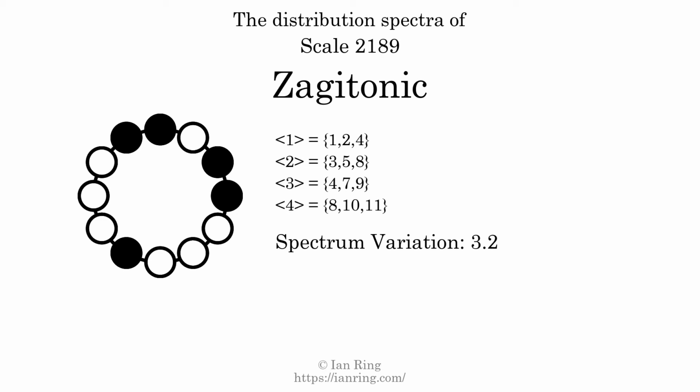divided by the number of tones. The spectrum variation of this scale is 3.2. Since the variation is greater than 0, this indicates that the scale is not perfectly even. The highest spectrum width is 5. Since this is greater than 1, we know that this scale is not maximally even.